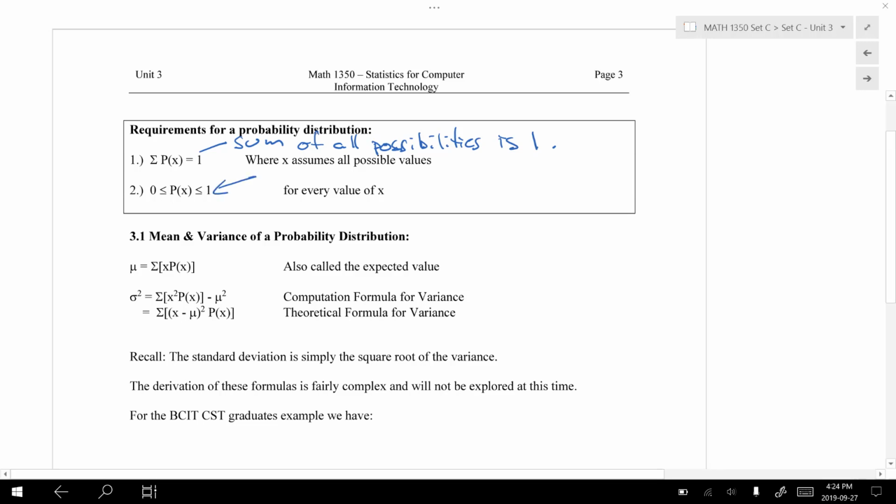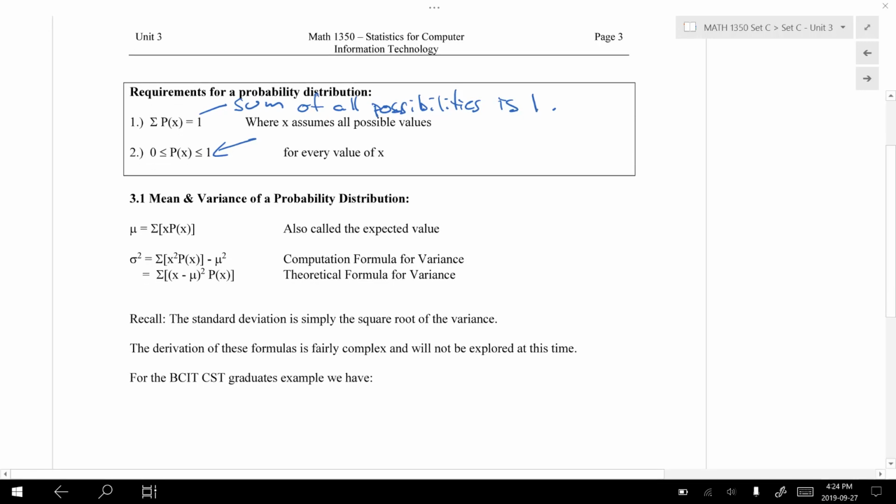The second rule here, we can also think of this in the intuitive way that percents should be between 0 and 100. So you can't have negative percent, you can't have more than 100%. Neither of those two things will make sense. So if we have these two satisfied for a particular distribution, a particular discrete distribution, then we will call it a probability distribution.